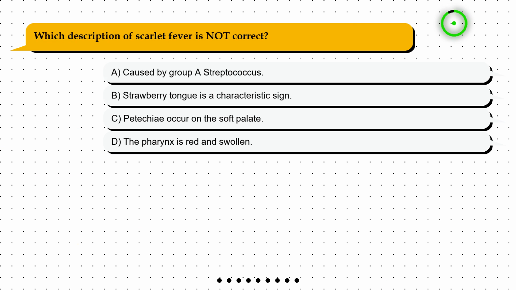Question 7. Which description of scarlet fever is not correct? Option A. Caused by group A streptococcus. Option B. A strawberry tongue is a characteristic sign. Option C. Petechiae occur on the soft palate. Option D. The pharynx is red and swollen.